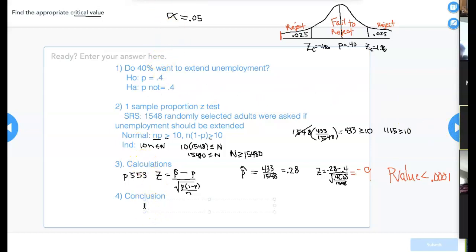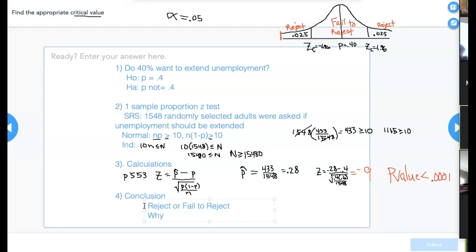We have to make, so I'm just going to give you a template for conclusions. Reject or fail to reject the null hypothesis. Okay, not the claim. A lot of people talk about claims. We don't reject claims, we reject hypotheses, okay?